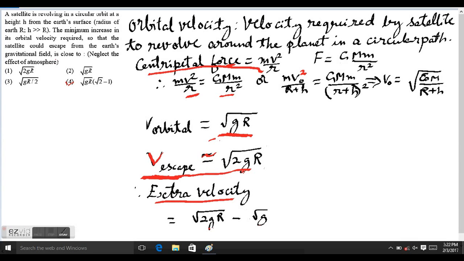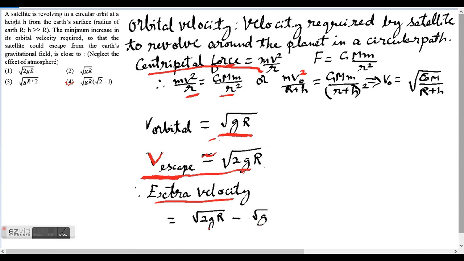Question number 6 of JEE Main 2016. A satellite is revolving in a circular orbit at a height h from the Earth's surface. Radius of Earth r, where r is much greater than h. The minimum increase in its orbital velocity required so that the satellite could escape from the Earth's gravitational field is close to, neglect the effect of atmosphere.